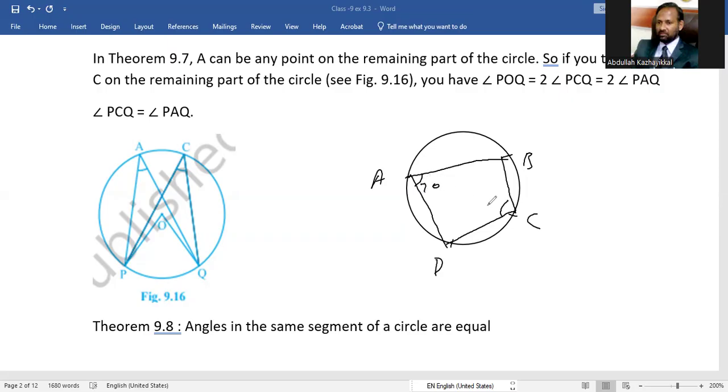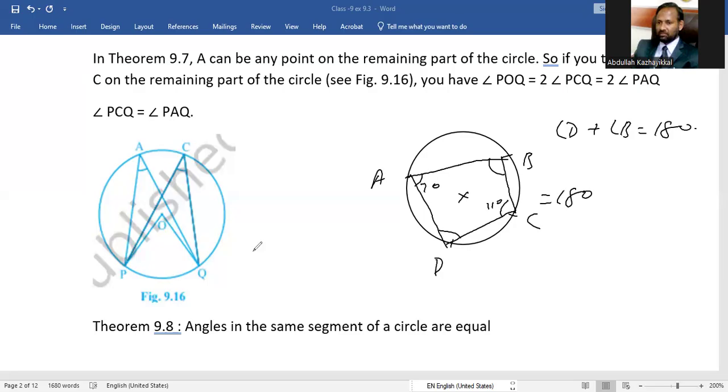Suppose this is 70 and this is 110. So we can say 70 plus 110 is 180. If opposite angles of a quadrilateral add up to 180 degrees, that quadrilateral is called a cyclic quadrilateral. The sum of opposite angles is 180, not adjacent angles. This also we can check: D plus B is equal to 180 degrees, because we can cut the quadrilateral into two triangles. That is what I am talking about, cyclic quadrilateral. I think you understood.